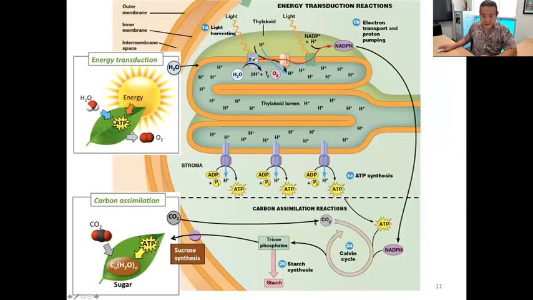Okay, so those electrons that are being brought out of the photosynthetic electron transport chain by this NADPH basket, that feeds into the Calvin cycle down here. So this is the second part of photosynthesis, carbon assimilation.